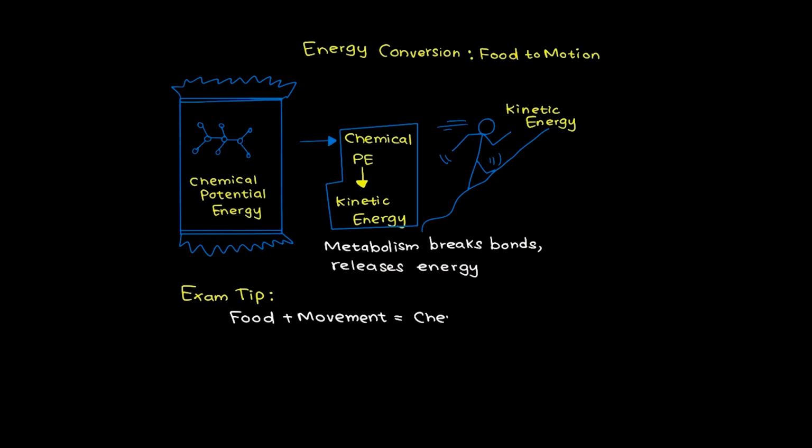Here's a WGU C165 OA exam tip for you. Eating food and moving means chemical PE converts to kinetic energy. Food questions almost always involve chemical potential energy as the source. Quick recall hook: food fuels motion. Chemical bonds in food become kinetic energy of movement.